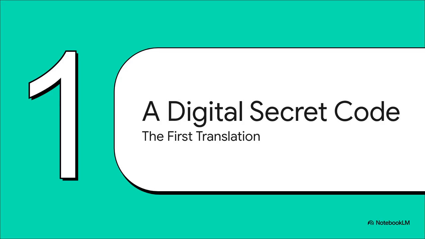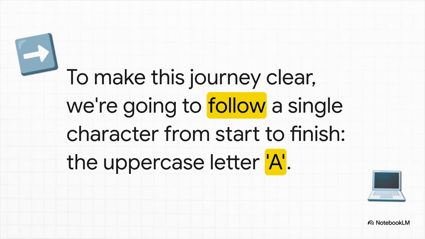Okay, so our story starts with the very first and maybe the most important translation, turning a letter from our alphabet into a secret code that pretty much any computer on the planet can understand. To make this super clear, we're going to pick one character and follow it from start to finish. Our hero for this journey? The uppercase letter A. Now, when you press A on your keyboard, you might be surprised to learn the computer doesn't see a letter at all. It sees something completely different.